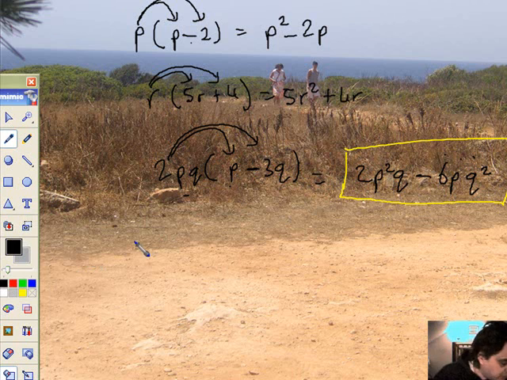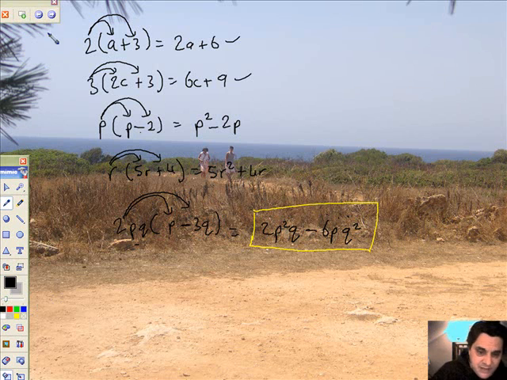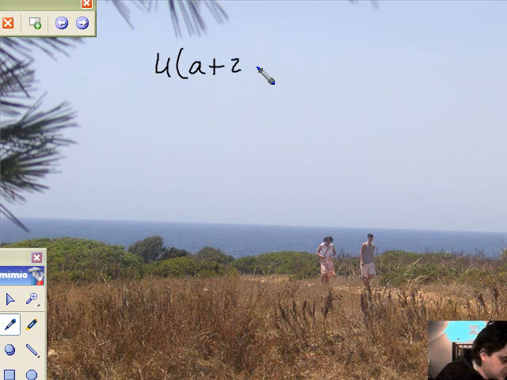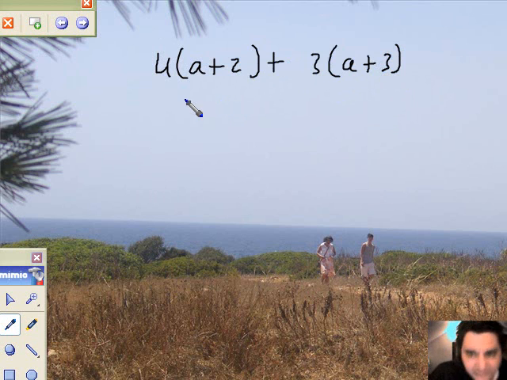Right, question 2. I'm not doing that, or that, or that, or that. I'm going to go straight to the grade C ones. Let's give it another page, and we'll see what we've got. I've got 4 lots of A plus 2, plus I've got 3 lots of A plus 3. It's meant to be a 2, not a Z. It says expand and simplify. Expand is another word for multiply all out. Simplify means squash up all the like terms and make it into as few terms as possible.